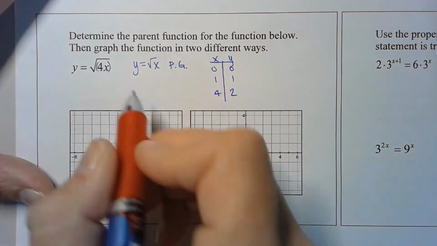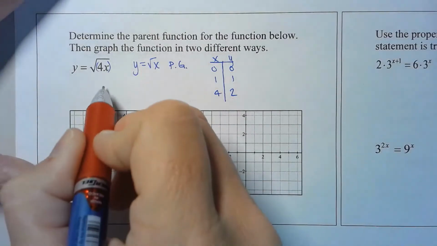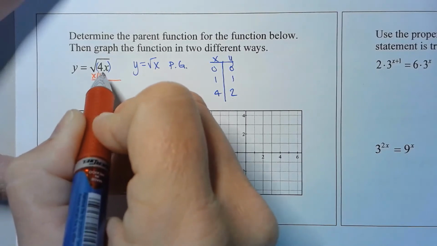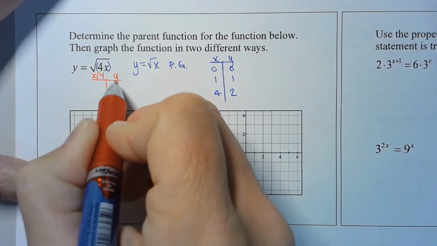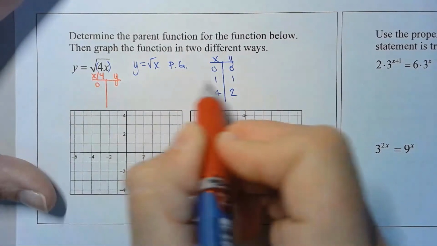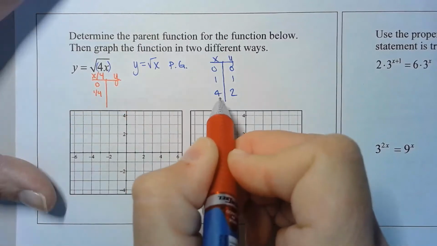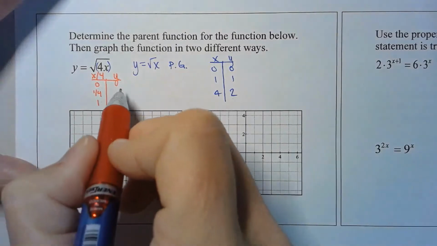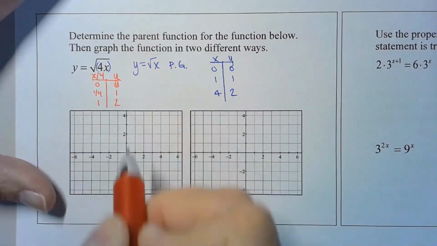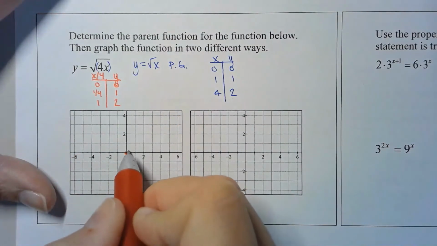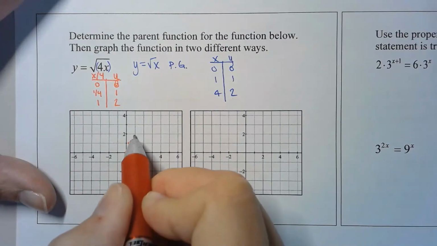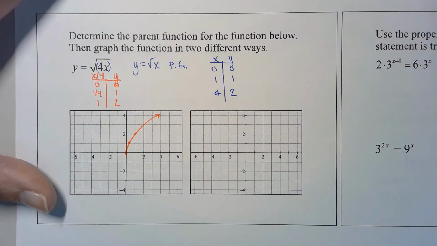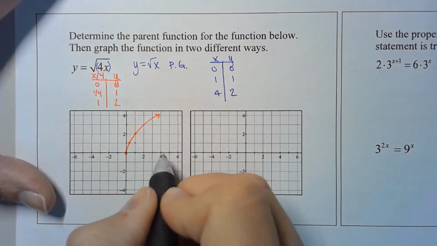We could look at that as a horizontal change. And if it says x times 4, then we're going to do x divided by 4. So 0 divided by 4 is 0, 1 divided by 4 is 1/4, 4 divided by 4 is 1. The y's are going to stay the same. So 0, 0, 1/4, 1, and 1, 2. Whew! I should maybe draw in our little parent graph here.